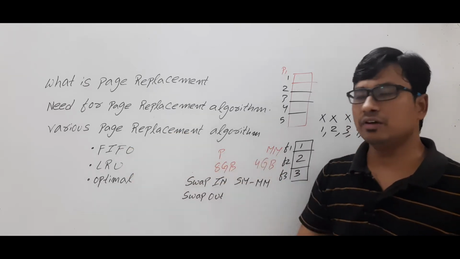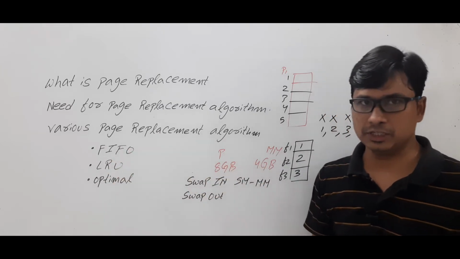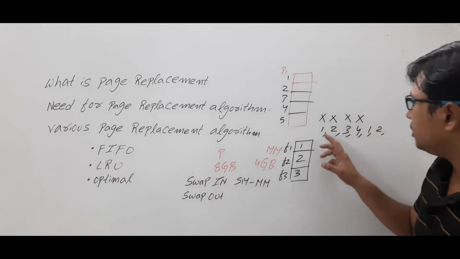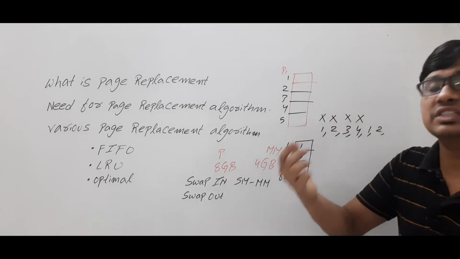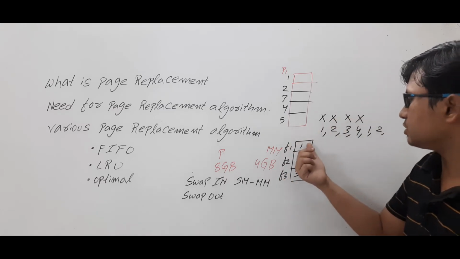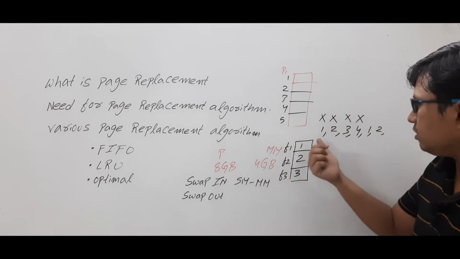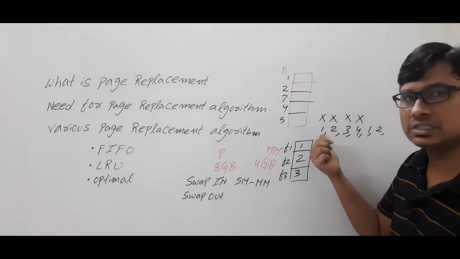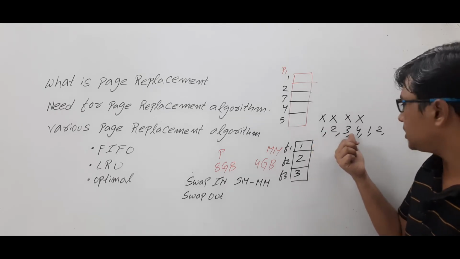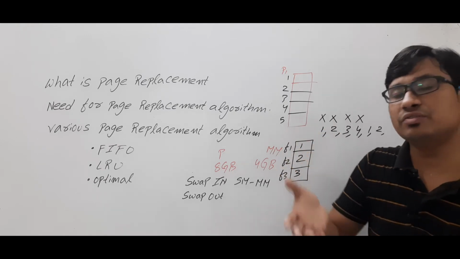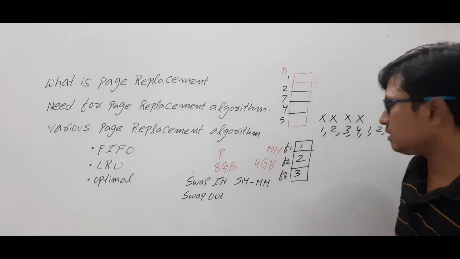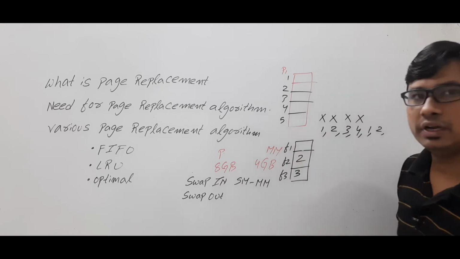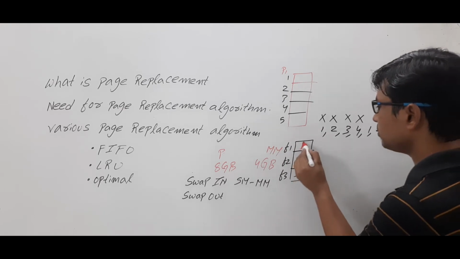If you are using the first in first out page replacement algorithm, then which page was inserted first? Look at the existing pages 1, 2, 3. Among 1, 2, 3, which page was inserted first? Page number 1 was inserted here, page number 2 here, page number 3. Which page was inserted first? Page number 1. So that page has to be swapped out, and then page number 4 will be swapped in.